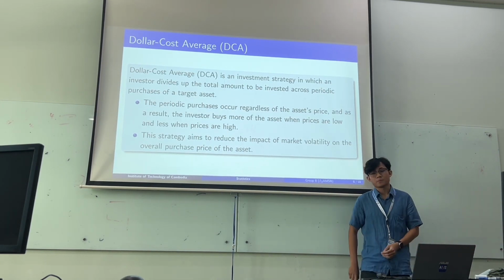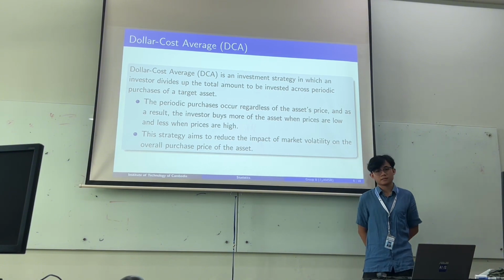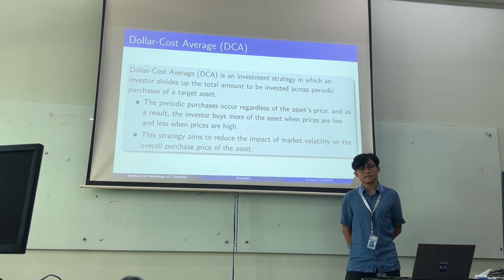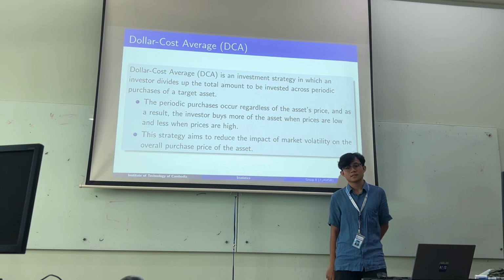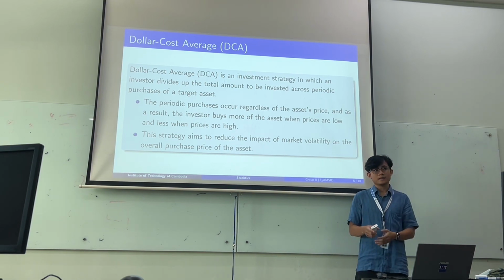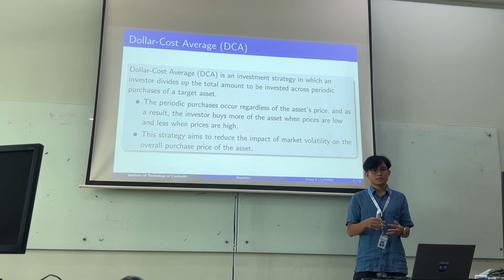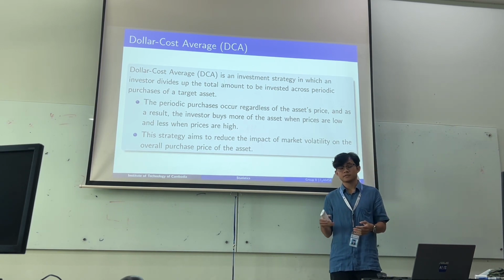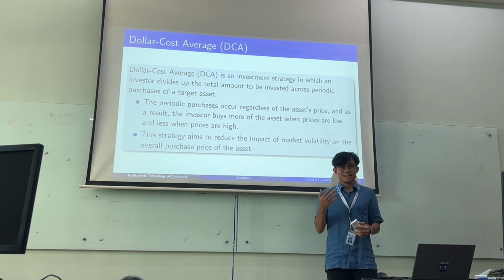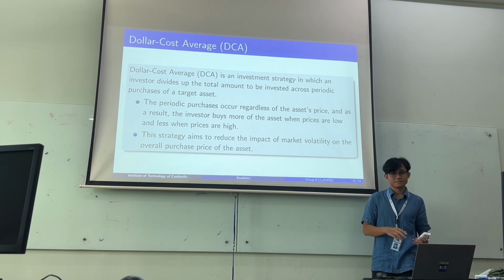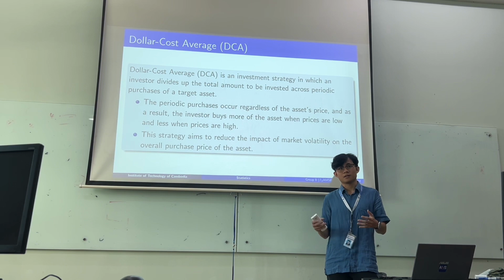And another point is the cost average. The cost average is an investment strategy in which the investor divides up the total amount of their money to be invested across periodic purchases of the target asset. Example, we have $12,000.